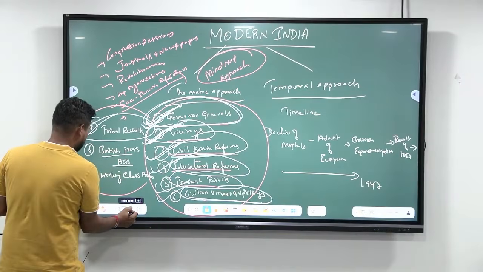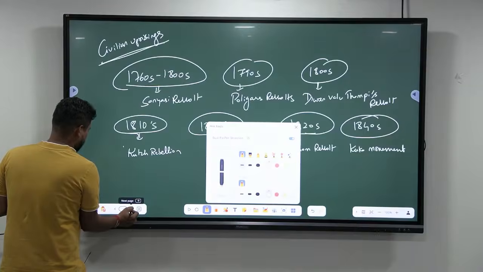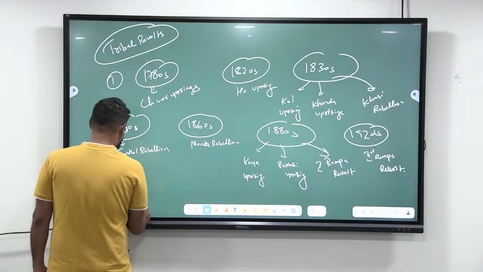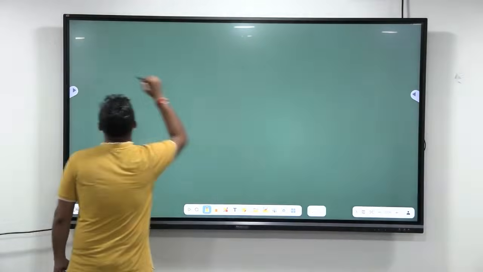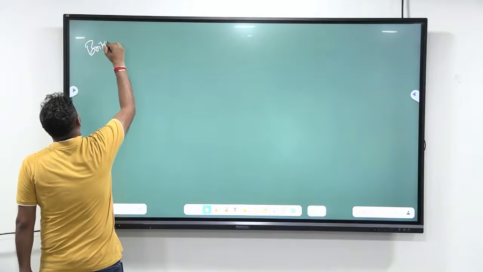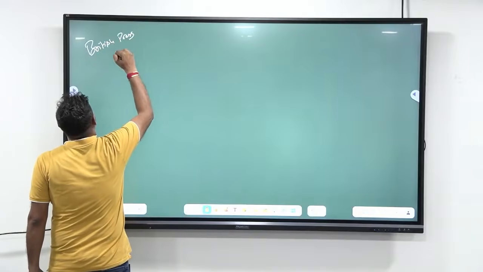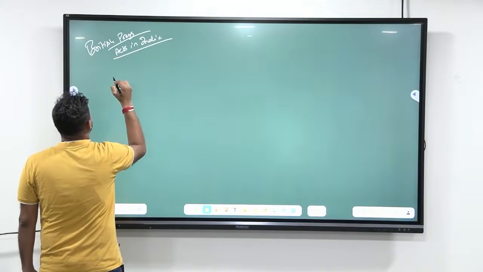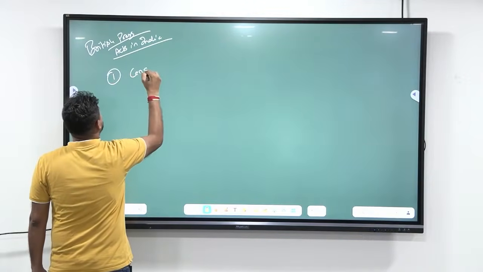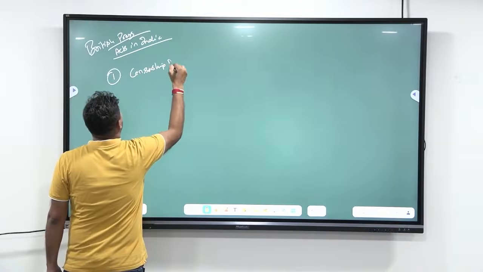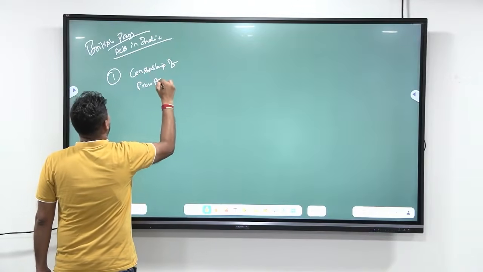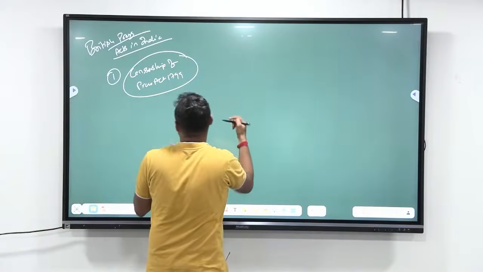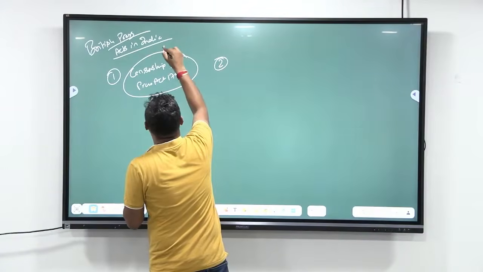So take a new fresh page and let us write down the British Press Acts in India. Okay, let us start off. The first one is Censorship of Press Act of 1799. This is basically applied because the Britishers are fearing the invasion of Napoleon. Anyways, so this is the first one.